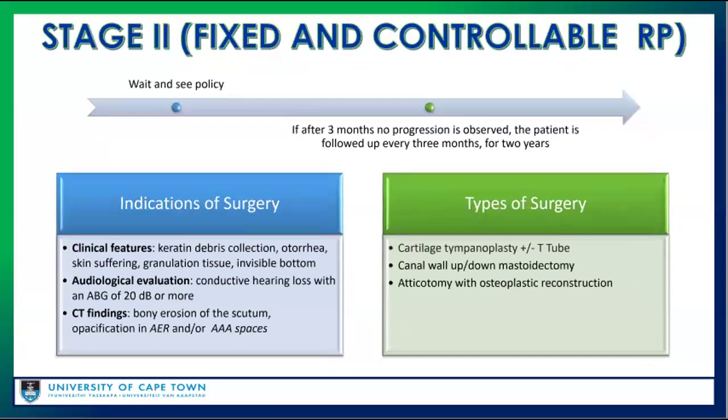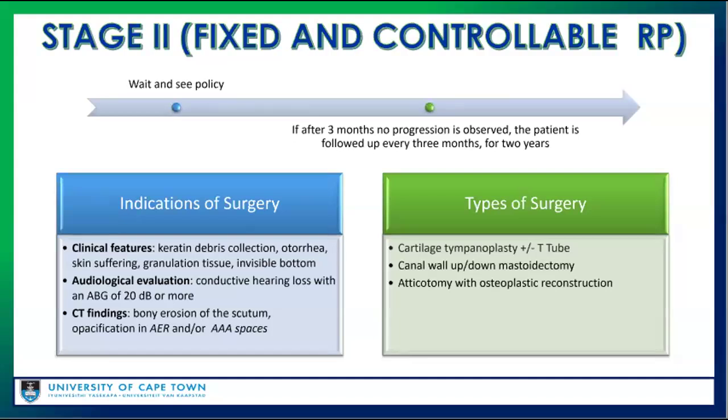For stage 2, which is a fixed and controllable retraction pocket, one can wait and see, and if after 3 months there's no progression, continue the watchful waiting policy. Indications for surgery would, however, need to be considered if there are clinical features of keratin debris collection, otorrhea, skin suffering, granulation tissue, and an invisible bottom of the retraction pocket, if there's a conductive hearing loss of an air-bone gap of 20 decibels or more, and if CT scan findings show erosion of the scutum and opacification in the anterior epitympanic recess and the AAA spaces.